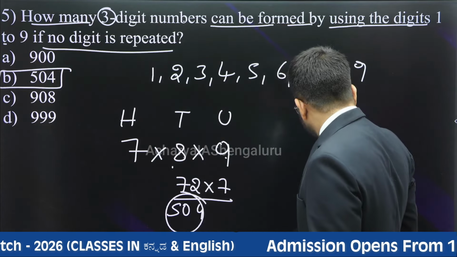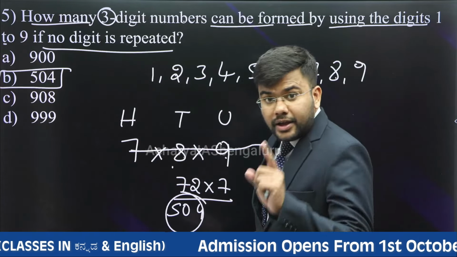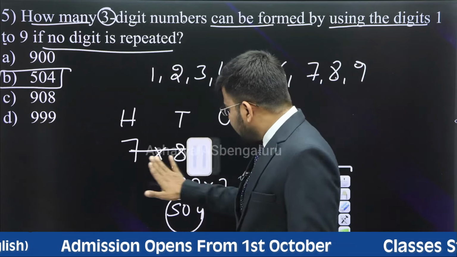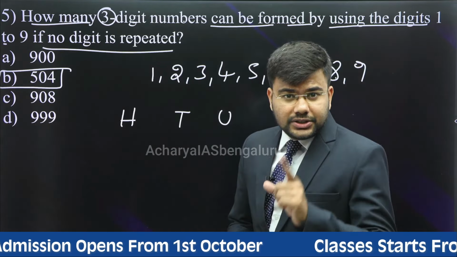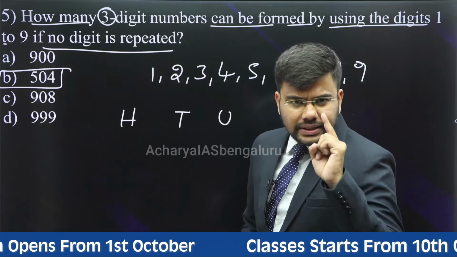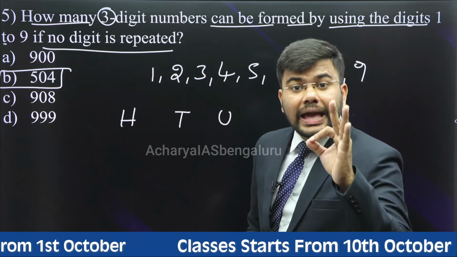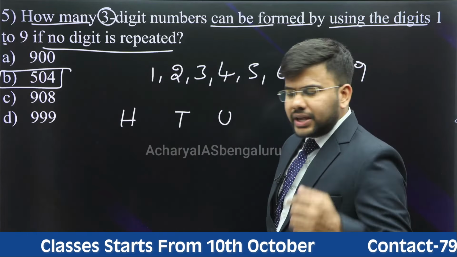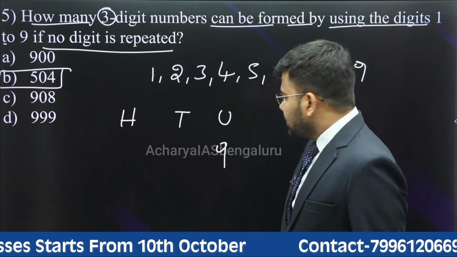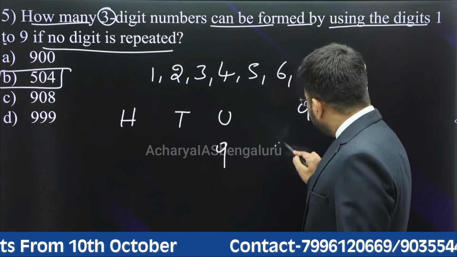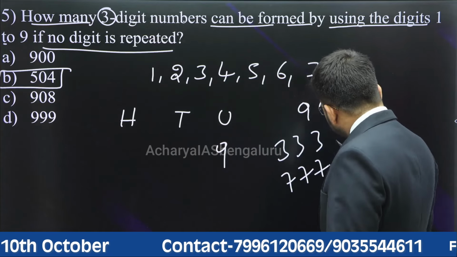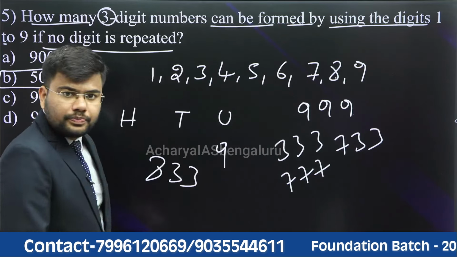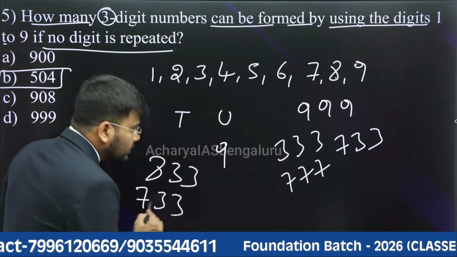Later, next question. Before that, I wanted to tell you, in a 3-digit number, if the question says the digits must not be repeated, that's one case, but if they ask you that the digits can be repeated, that is with repetition, then in the unit place, how many digits can I fill? 9. Sir, I can do 999 also. I can do 333 also, 777 also, 733 also, 833 also. These numbers can be filled.